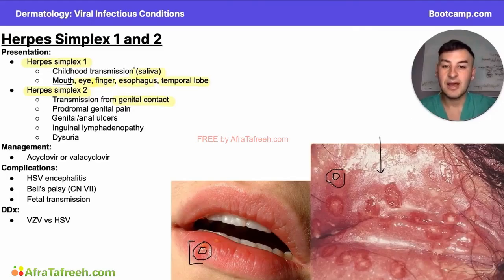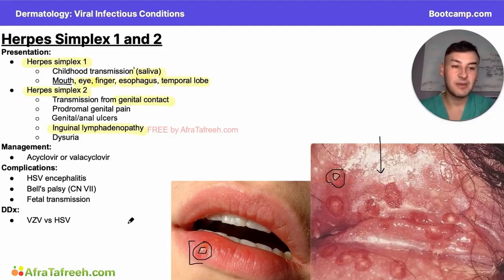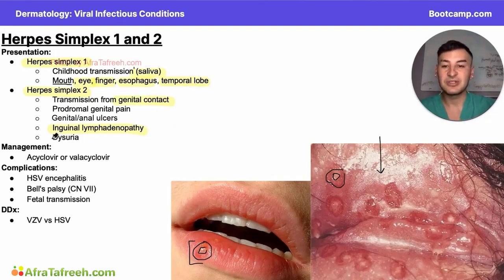So you're going to have anal or genital ulcers, and also on physical exam, you could have some inguinal lymphadenopathy, just like a lot of other STDs. So that's going to be an important differentiating factor. If you have inguinal lymphadenopathy, it could be multiple STDs, so you're going to really want to rely on your visual diagnosis to give a diagnosis of HSV2. Additionally, patients can have some dysuria associated with herpes simplex 2 infections, as well as some prodromal genital pain.